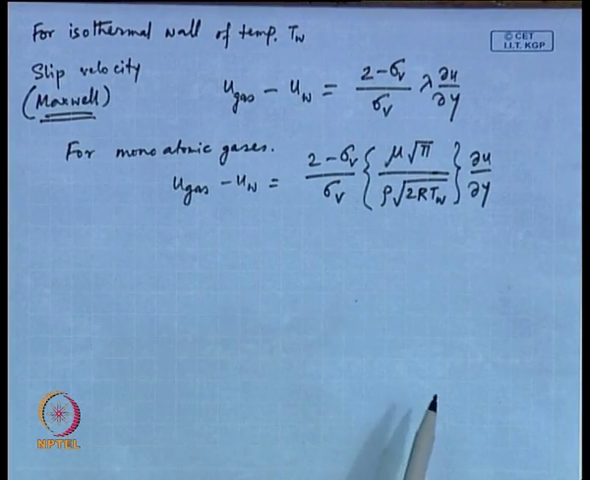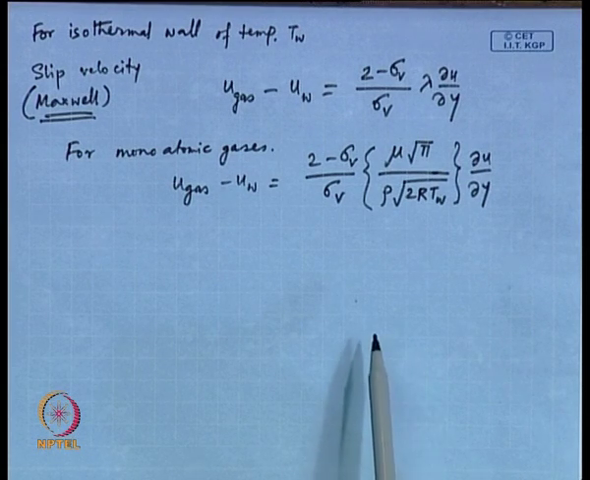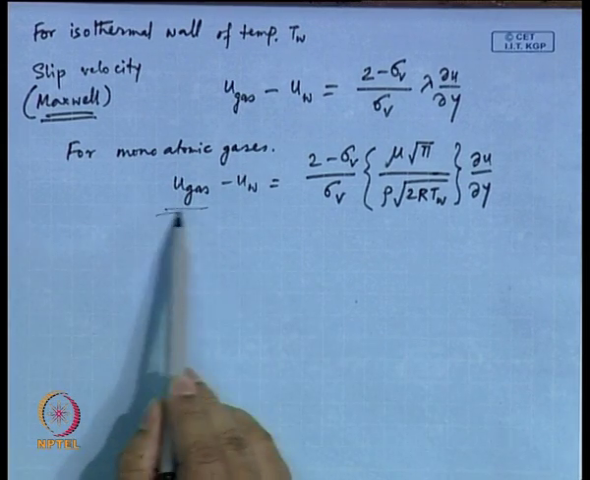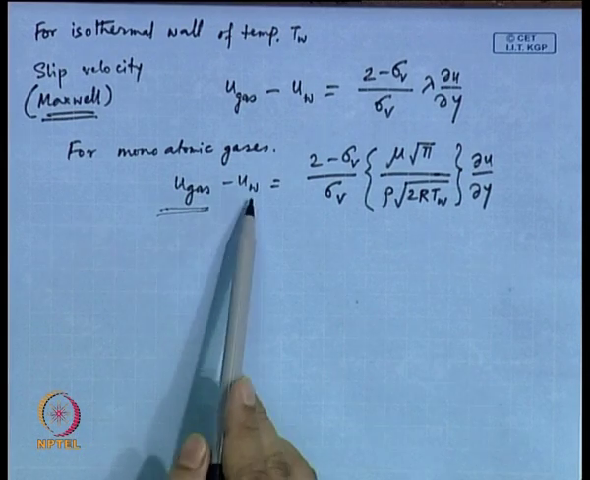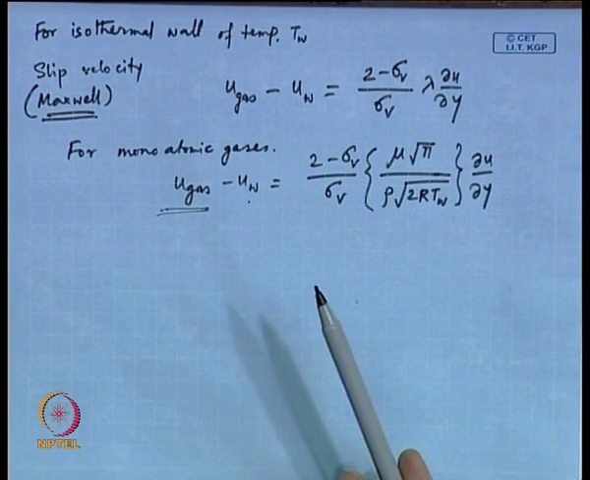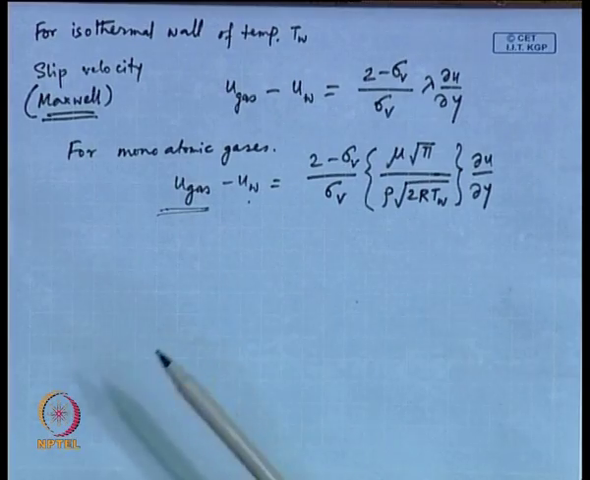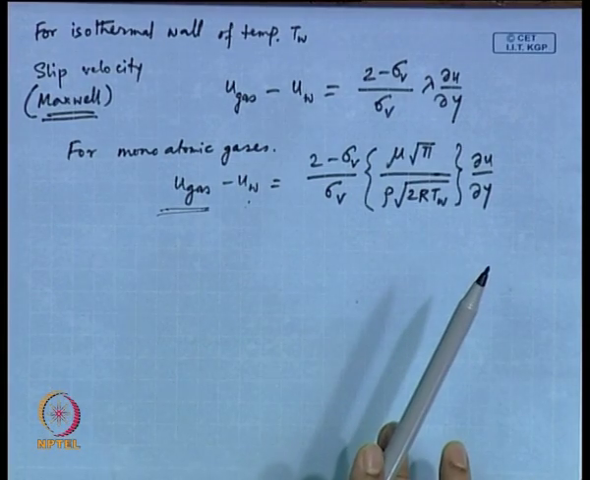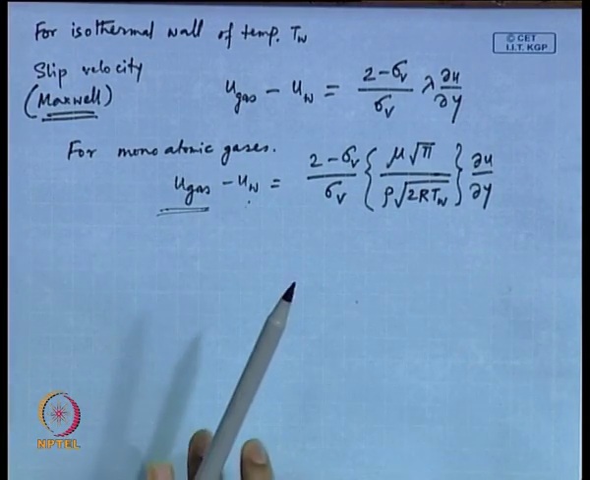All right. So, if somebody wants to know what is the slip velocity, then this u gas is the slip velocity, and u w, if it is a fixed wall, then it is 0, and for the wall that is moving at a constant velocity u, then u w will be capital U. So, this is the expression for first order slip boundary condition given by Maxwell.